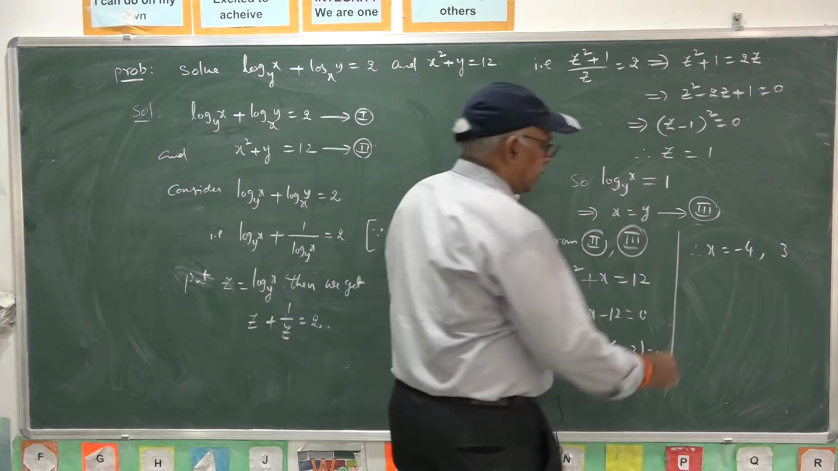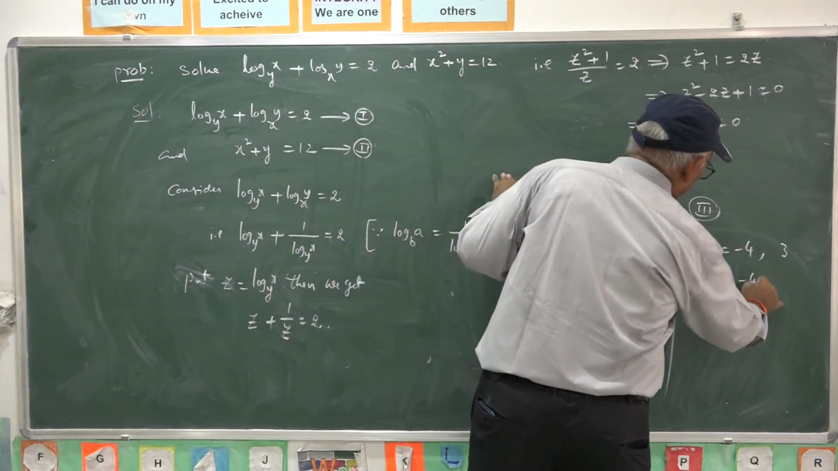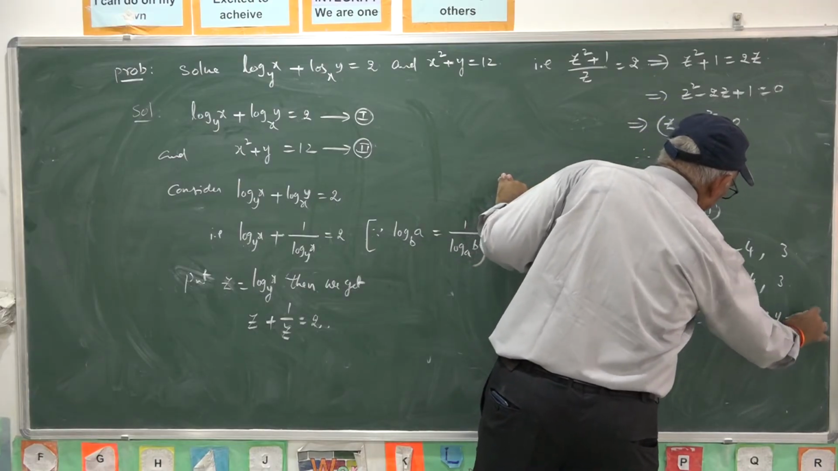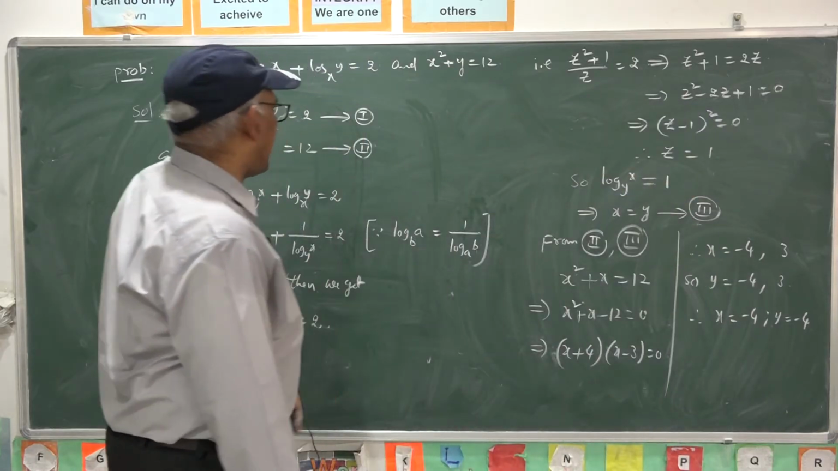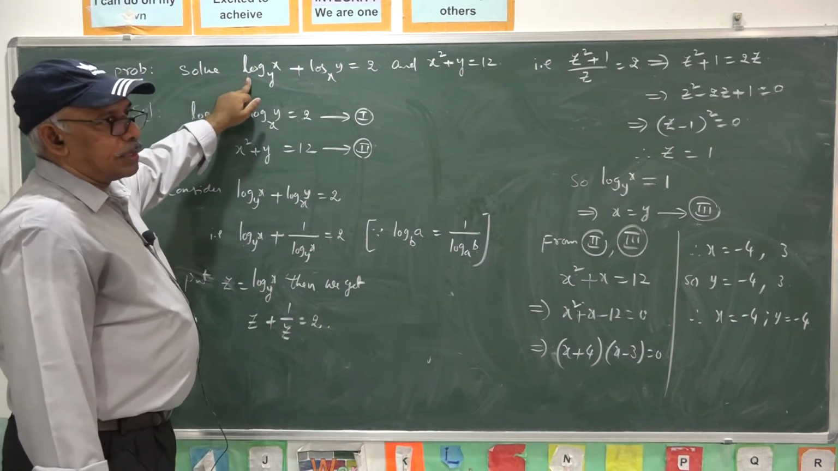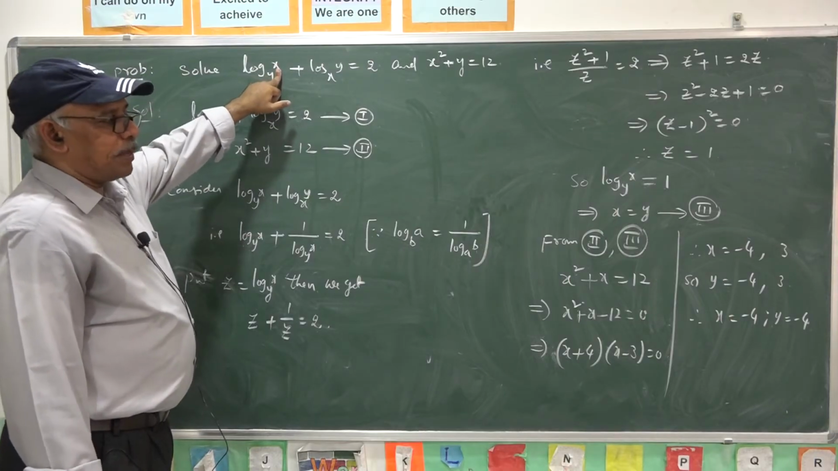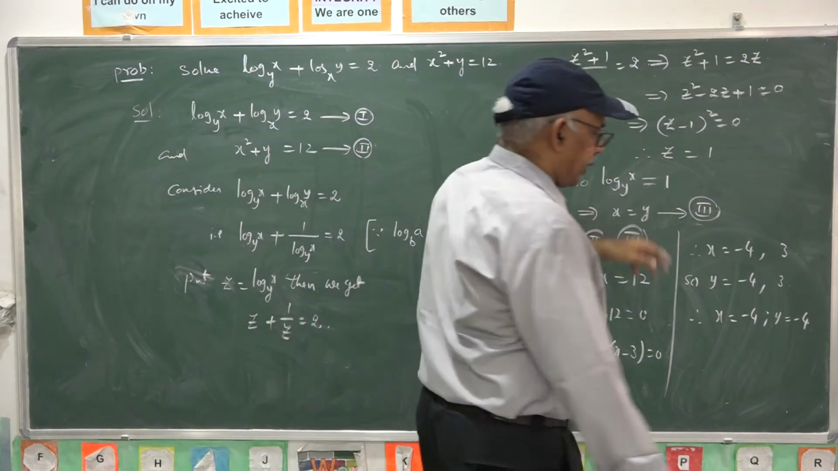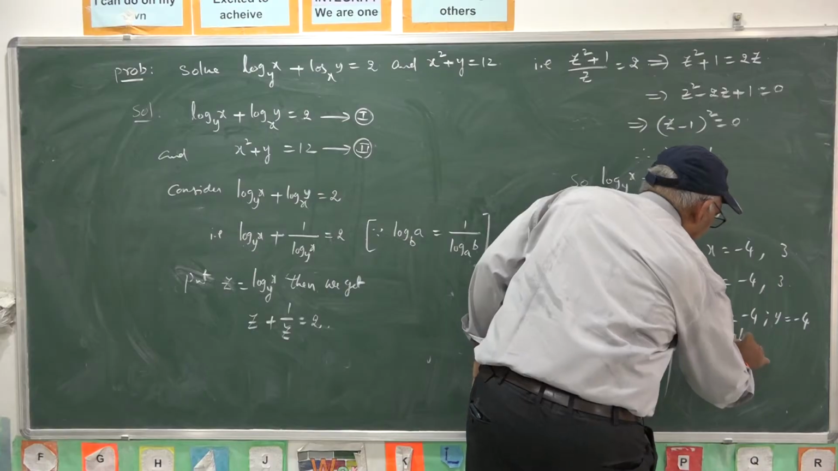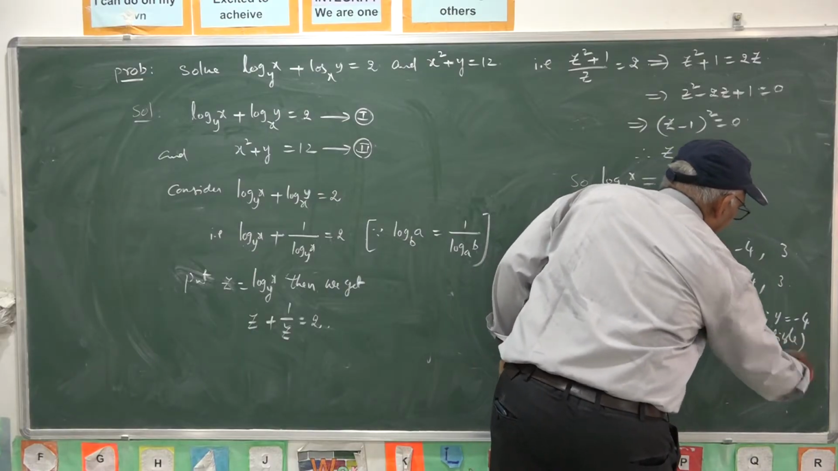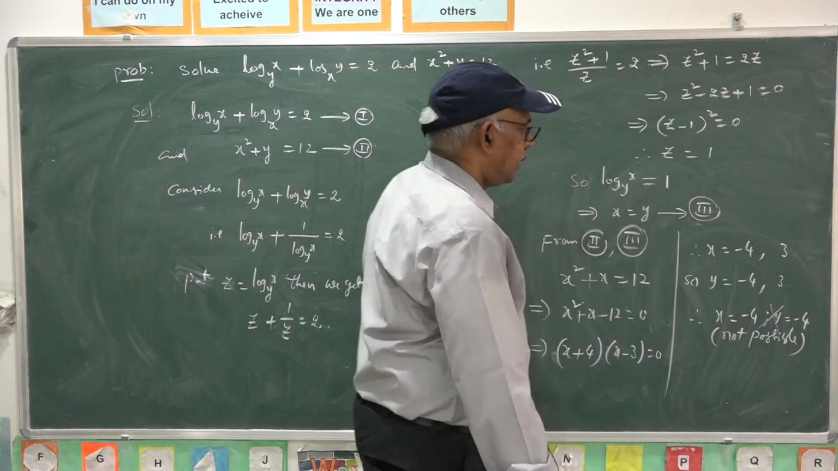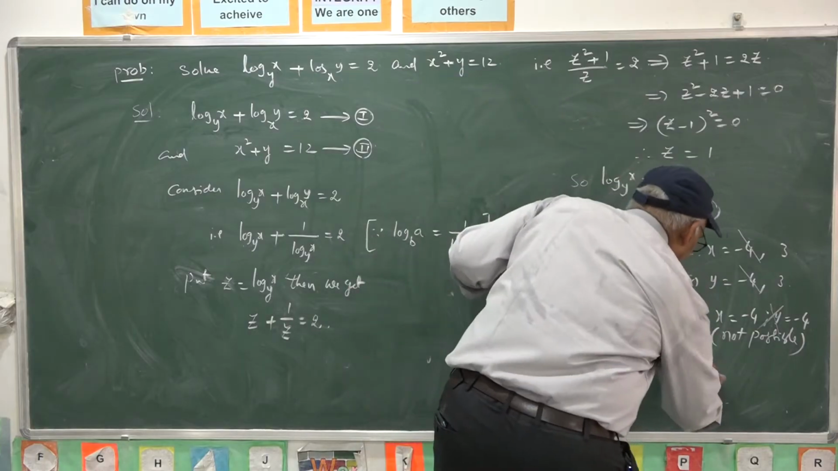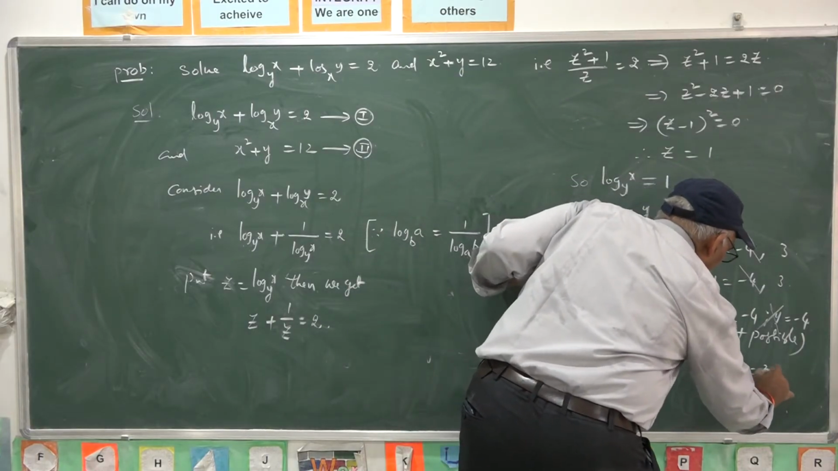Since x equal to y, y is also minus 4 or 3. So, x equal to minus 4 or y equal to minus 4, but it is not valid, because logarithm cannot be applied to negative numbers. So, this is not possible. You can leave this solution. That means you need not take this solution. So, therefore, x equal to 3, y equal to 3 is the only solution.